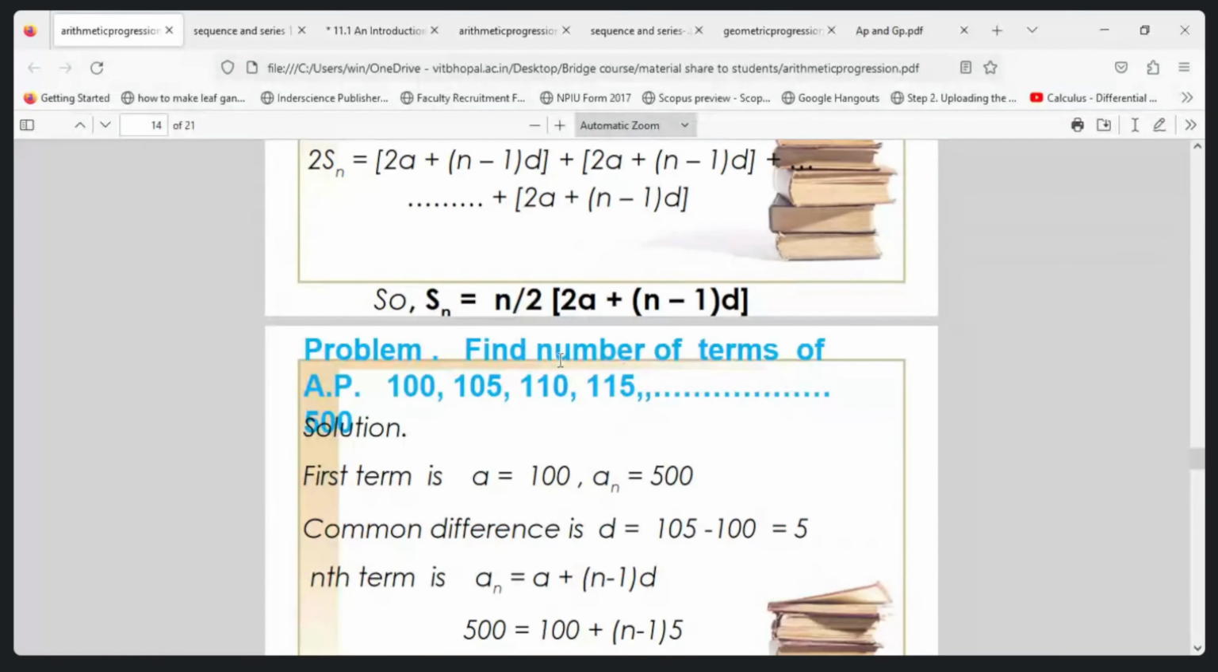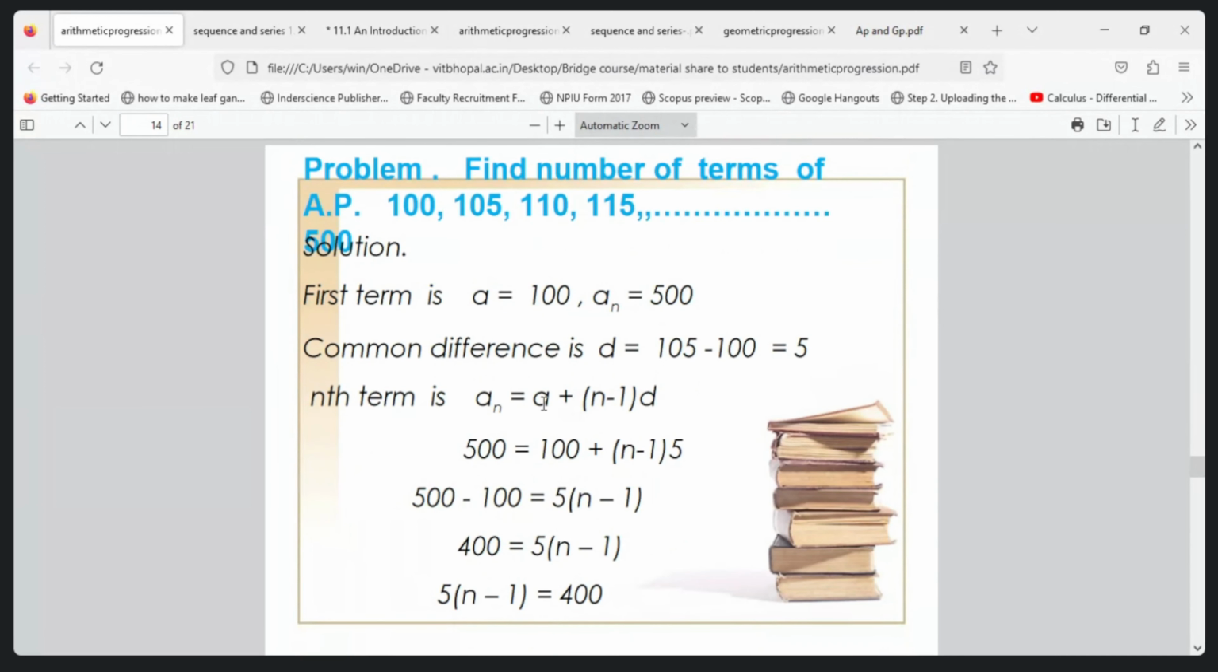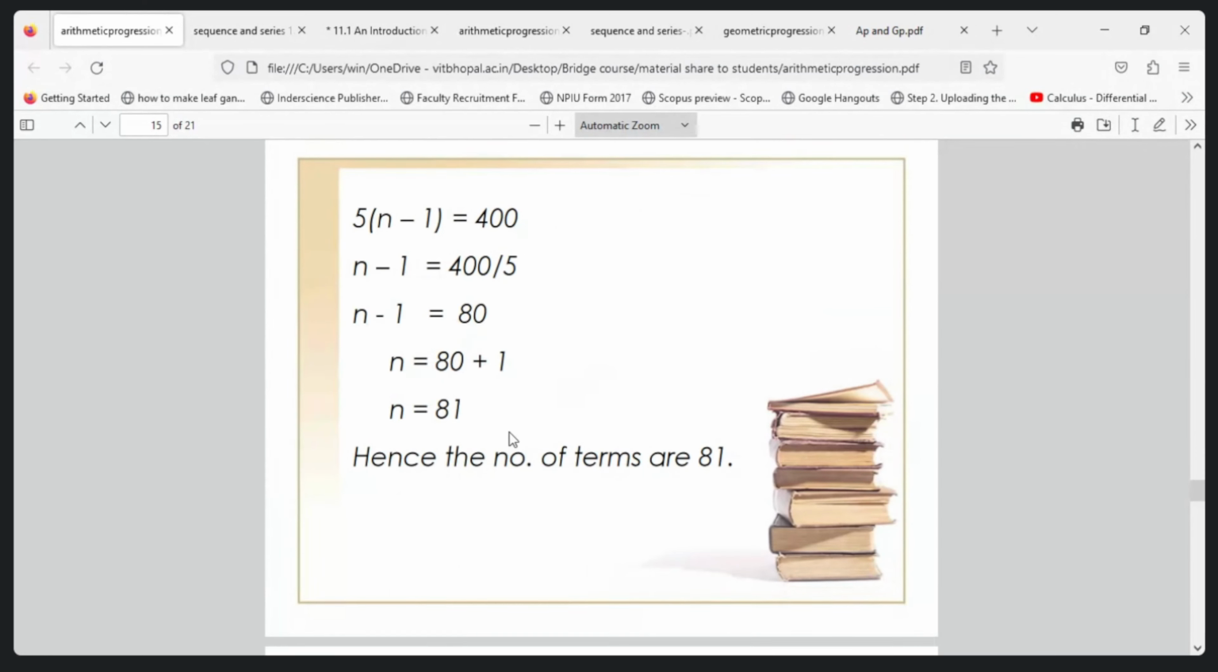Find the number of terms in the AP. A is equal to 100, An is equal to 500, D is equal to 5. So what is An? An is equal to A plus (n minus 1) into D. They want us to find the number of terms, that means we need to find n. So An is 500, which equals 100 plus (n minus 1) into 5. So n is equal to 81 here.